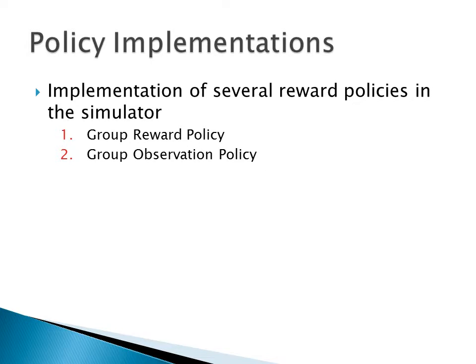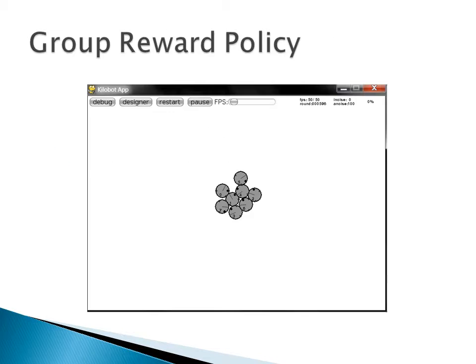To have a point to begin our research, we implemented two basic policies in order to have a base measurement to compare our future policies to. The first policy was a group reward policy where the robots chose their moves based on a reward. The second policy was an individual observation policy where the robots chose their move based on the robots they were able to detect in their area.